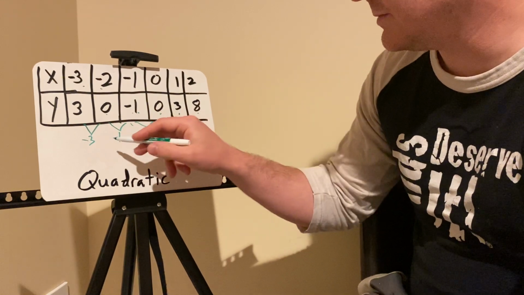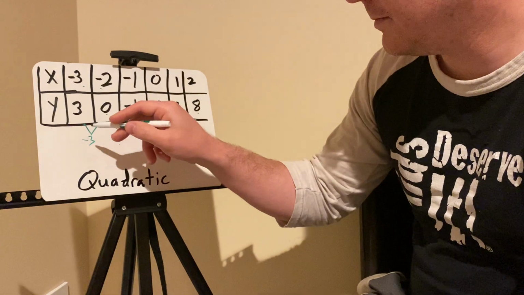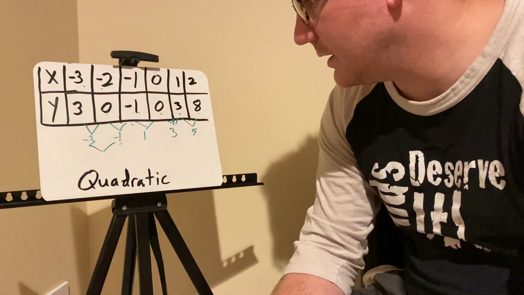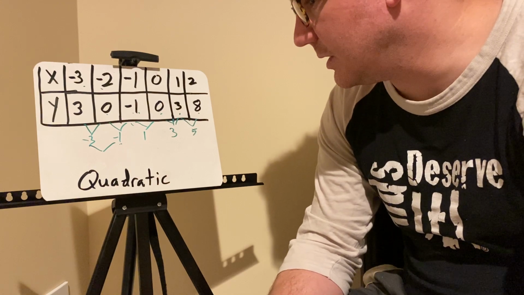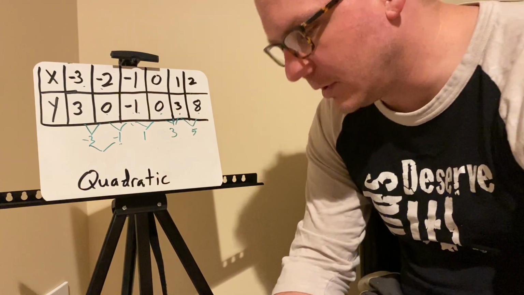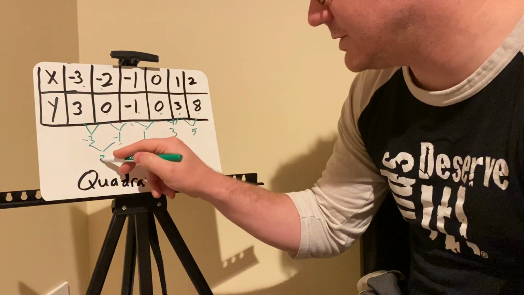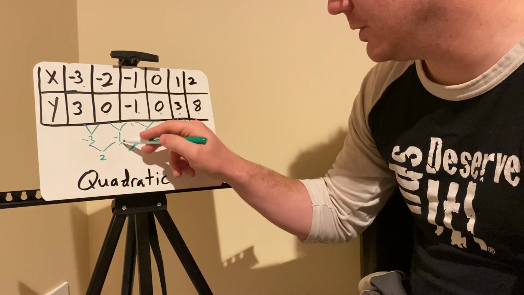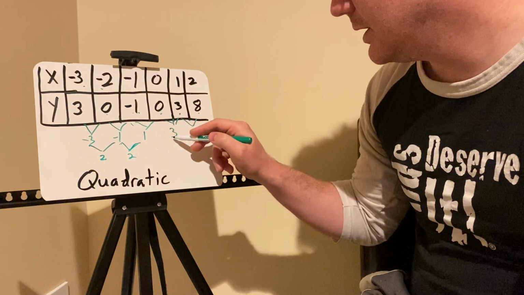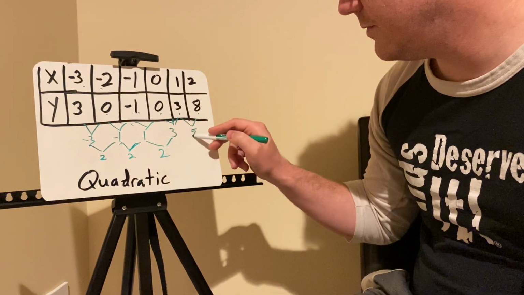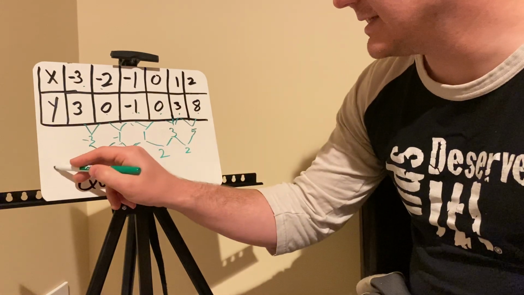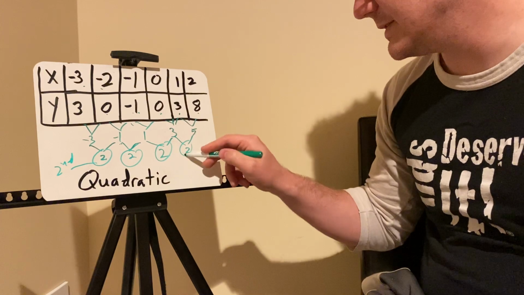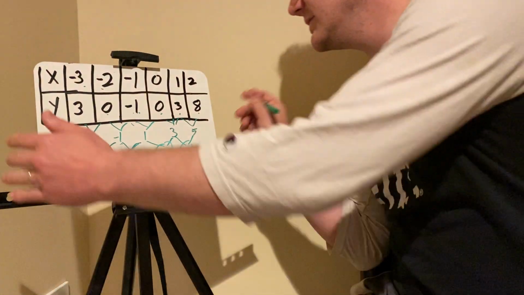Let's figure out the differences between these. Negative 1 minus negative 3, so that's going to be plus 3. Negative 1 plus 3 would be positive 2. 1 minus negative 1 would be 1 plus 1, which is positive 2. 3 minus 1 is 2. 5 minus 3 is 2. You can see my second differences are all the same, making this quadratic because the second differences are all the same.